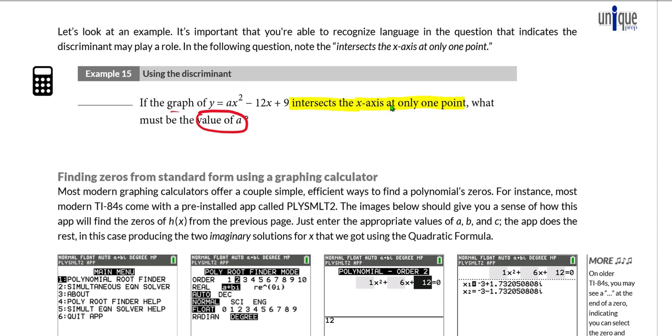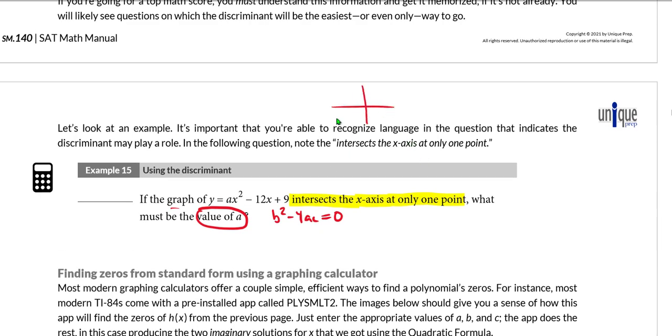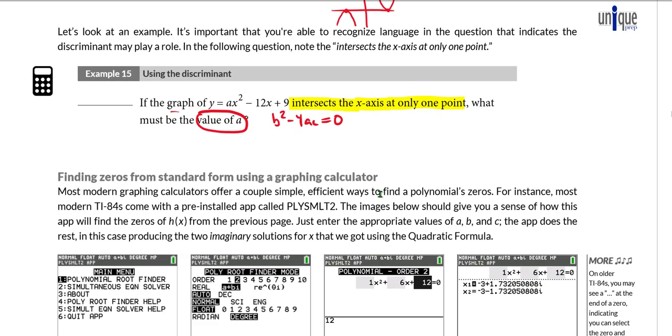That is a giveaway that the discriminant may play a role in most easily answering this question, because remember, when the graph intersects the x-axis at only one point, we know that b squared minus 4ac must equal 0. It is the b squared minus 4ac equaling 0 that produces the intersection at only one point. Remember, intersecting at only one point is when the parabola is tangent to the x-axis, if it opens downwards, or here, if it opens upwards. It just kisses the x-axis and then goes along its merry way.